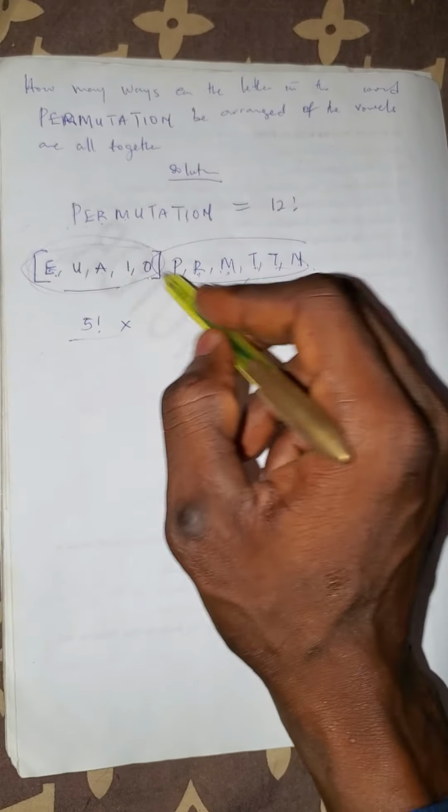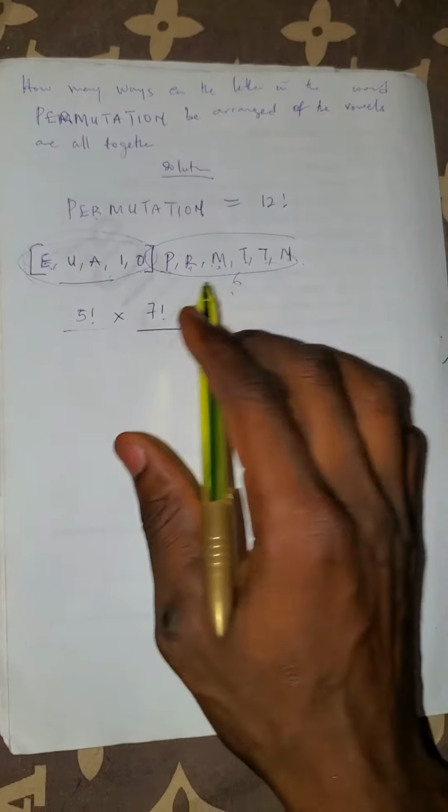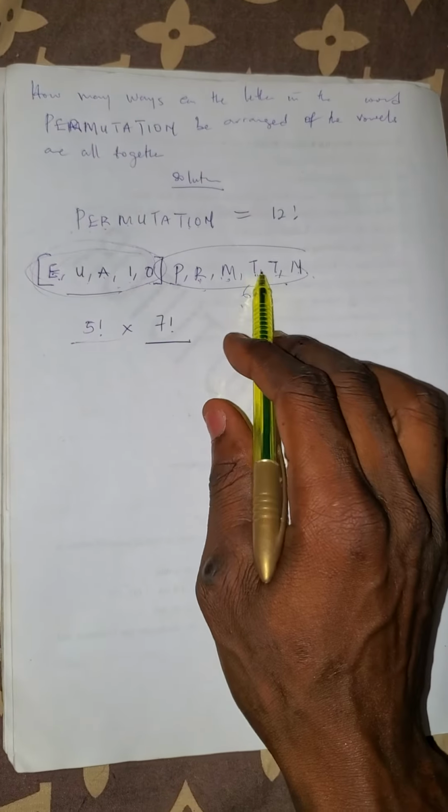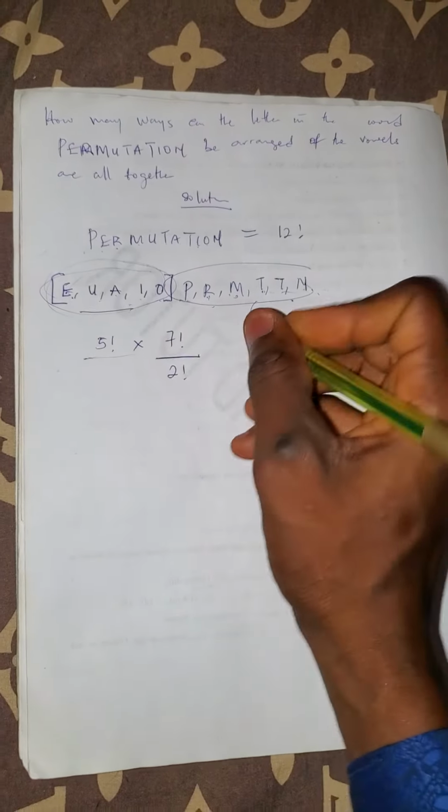So we now make all the vowels to be 1. That's 6 plus 1, that's 7. That has to be 7 factorial, all over. Do we have any letter more than once? Yes, T here. T occurs more than once. So that's over 2 factorial.